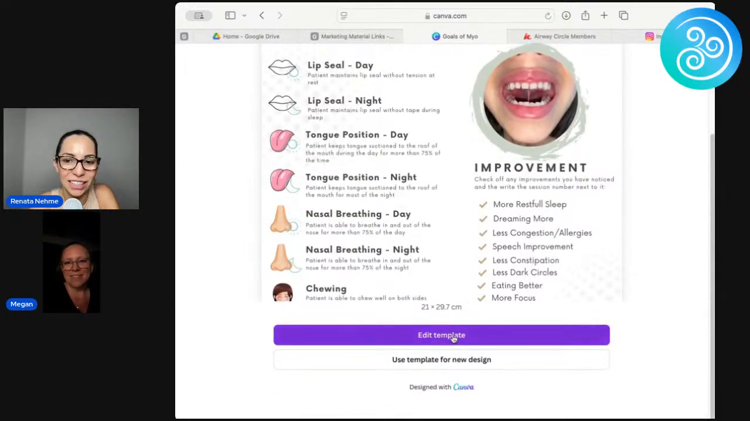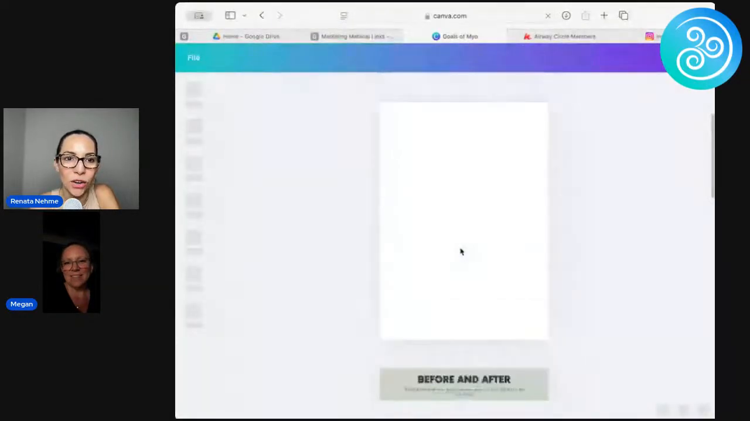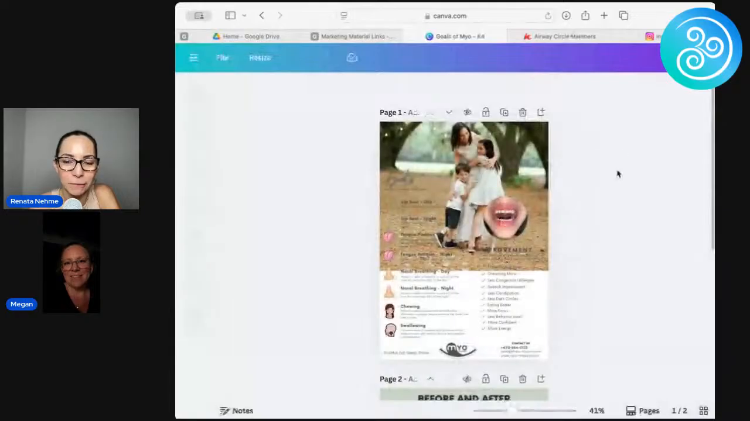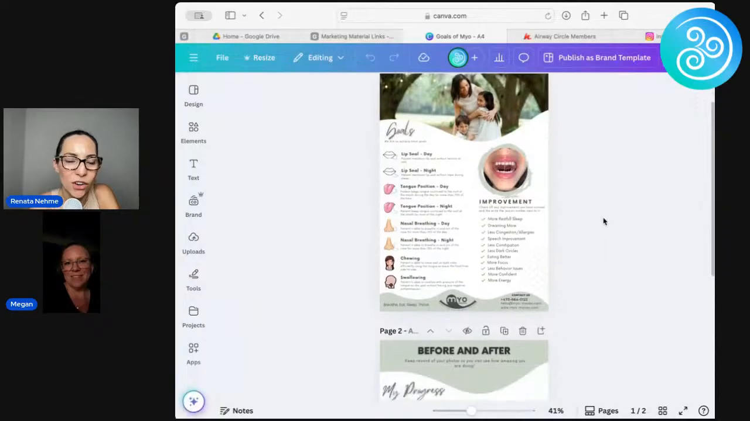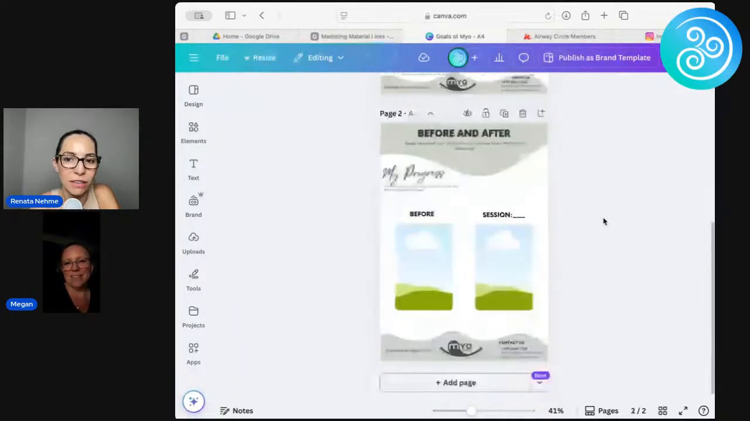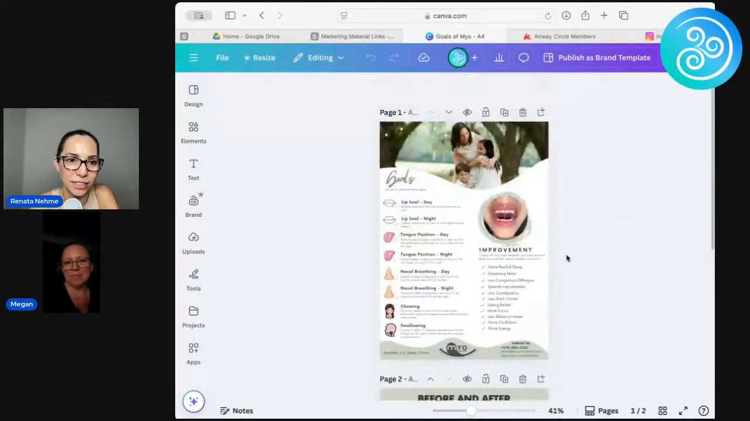You guys can literally come edit this template and you can put your own logo, your own colors, all of your company's information, and use it yourself. I know, right? Isn't that incredible? I was so excited.